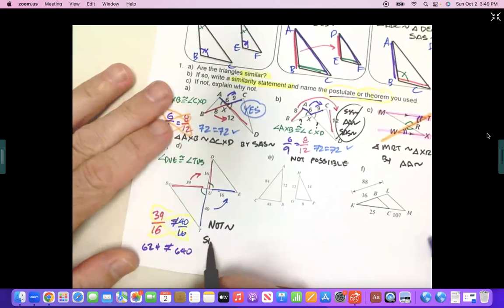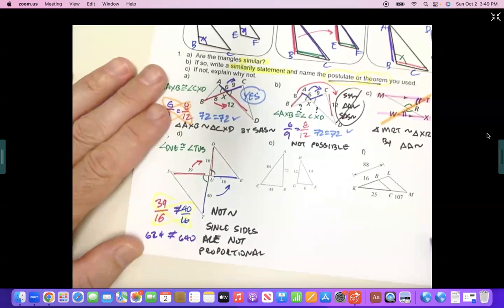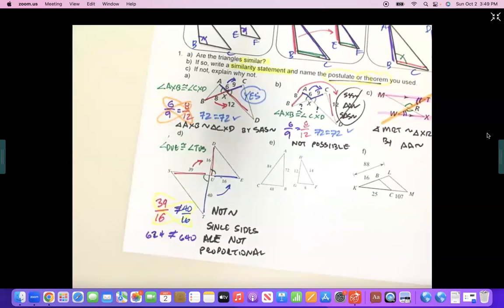And we know that because the sides are not proportional. Definitely not. Let's take a look at the next one.